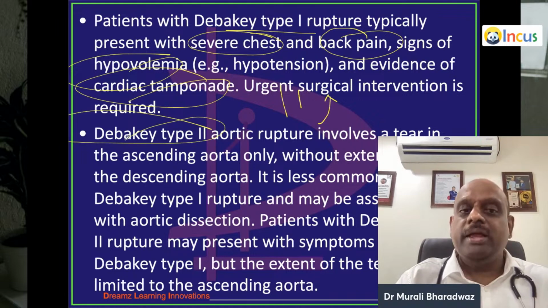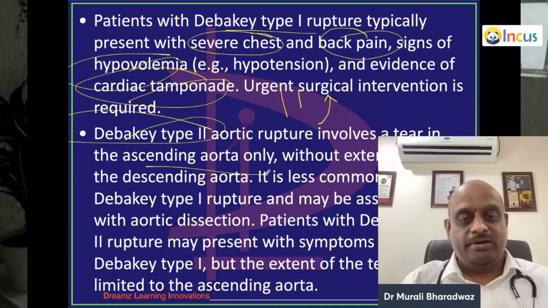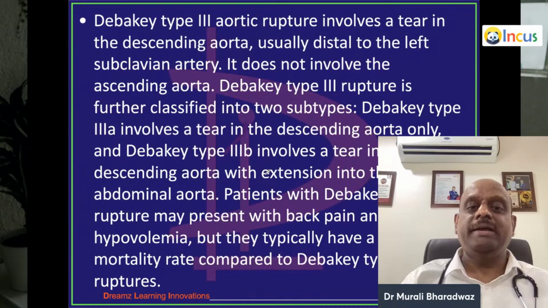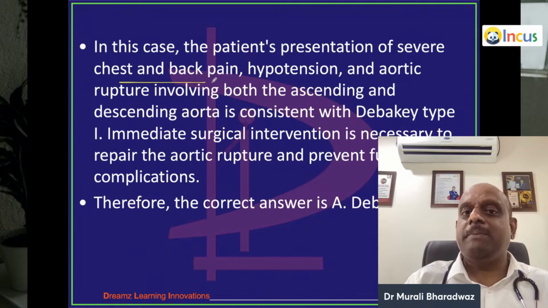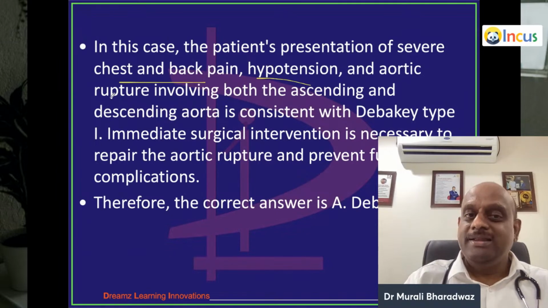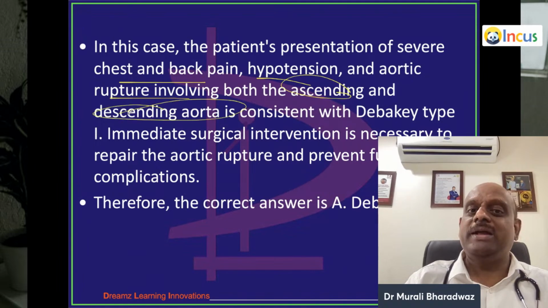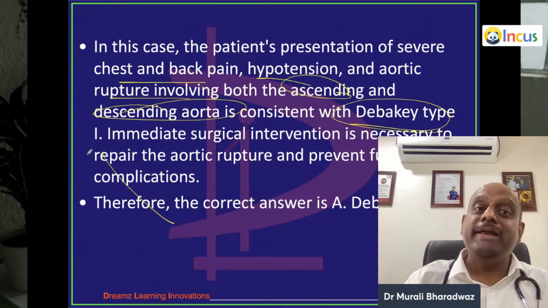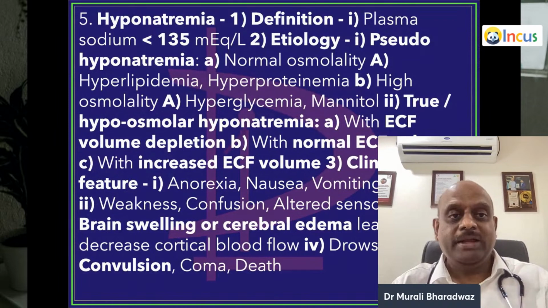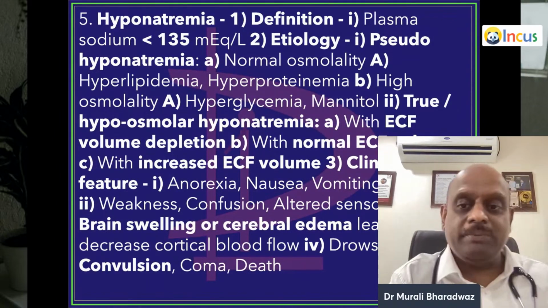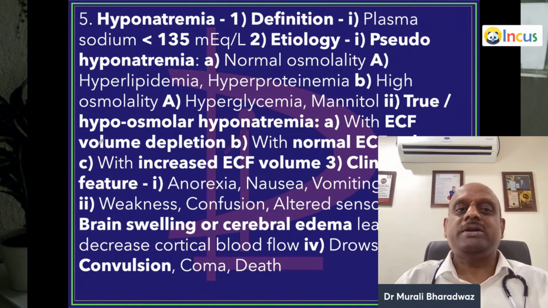DeBakey type 2 involves a tear of the ascending aorta only without any extension to the descending aorta. So in this case, there is severe chest and back pain. There is hypotension. There's an aortic rupture involving both ascending and descending aorta. So that is the reason this is an example of what? DeBakey type 1 is the correct answer, is what you need to remember. Now comes the next very important question.